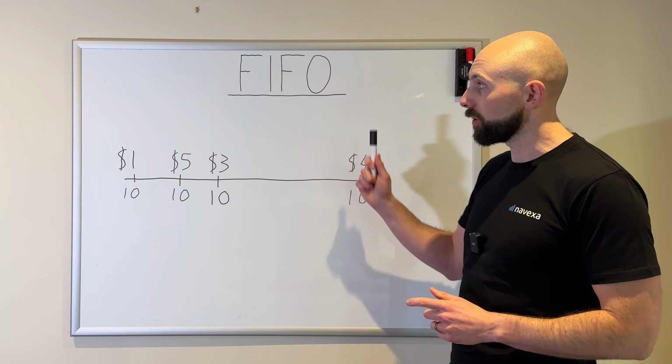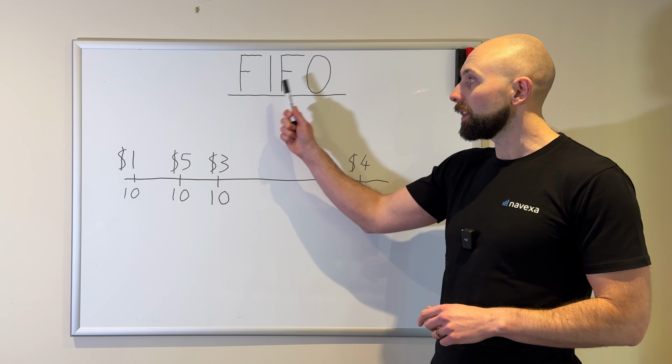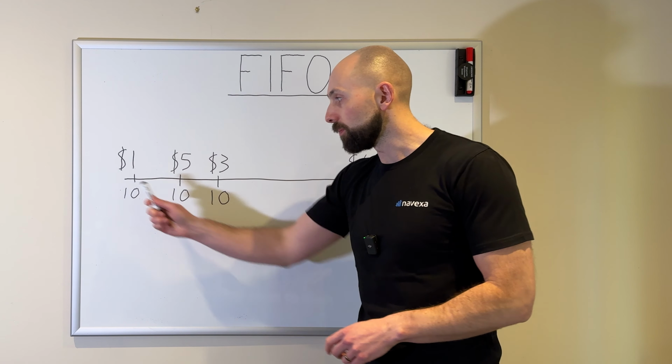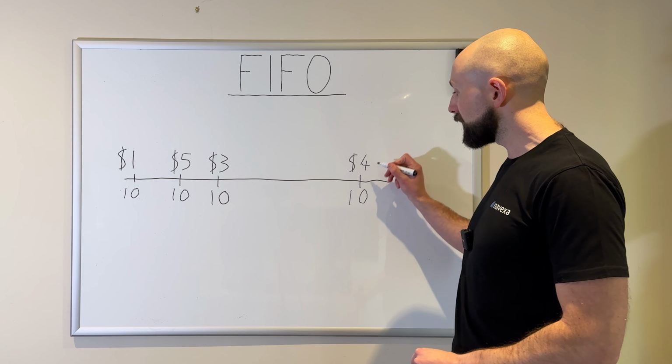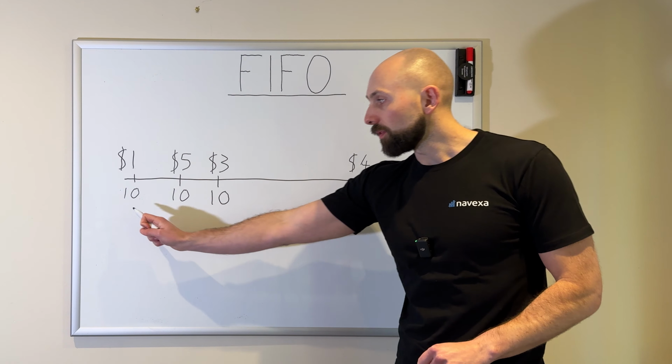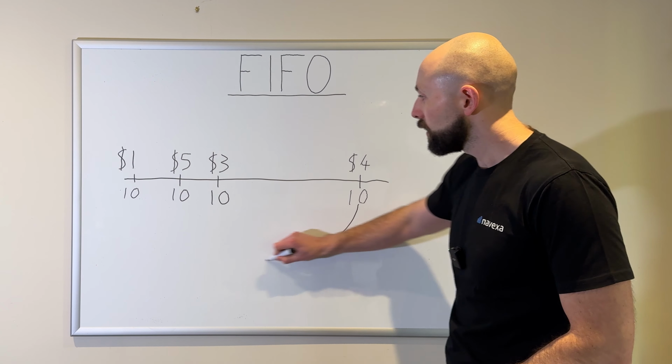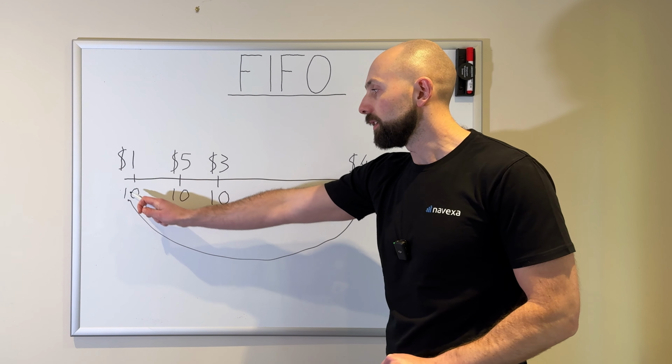That is where FIFO comes in. So first in, first out. So in our example, first in would be this parcel. So when we're selling 10 shares, we've got a nice number of 10 here. So this parcel will sell here.